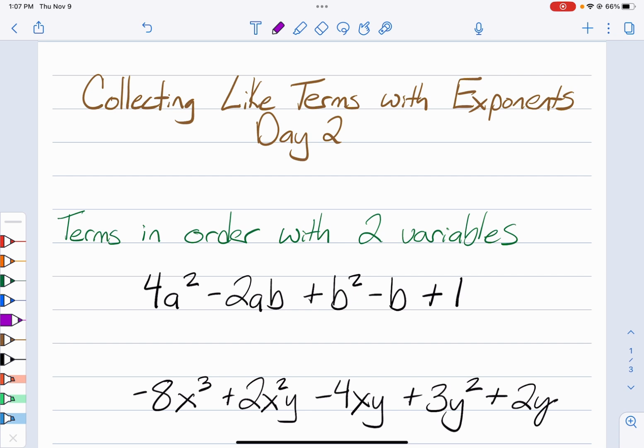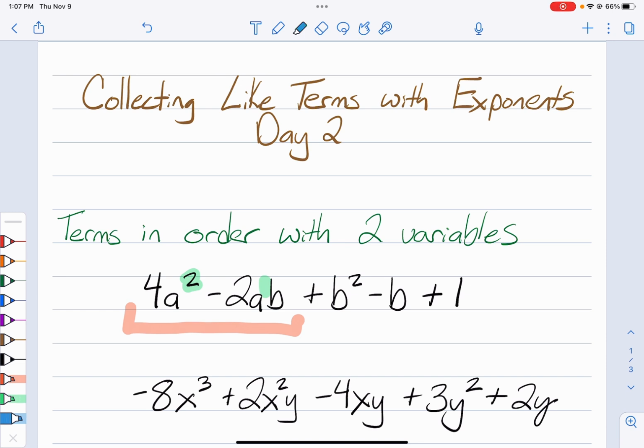So this first problem has A's and B's. If we think alphabetically, A comes before B. So it's kind of like A is in charge of this problem, so it gets to go first. These two terms here are the ones with the A terms. So if we look at just those two terms and we look at their exponents, this has an A squared and this doesn't have an exponent, so it's an A to the first power. So in terms of A, this is in order from largest to smallest.